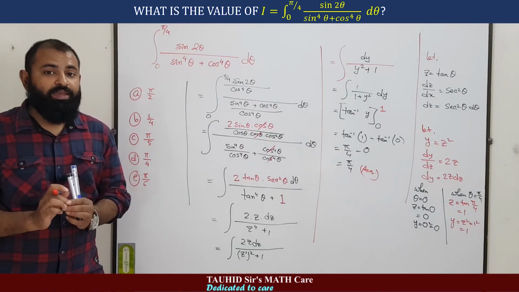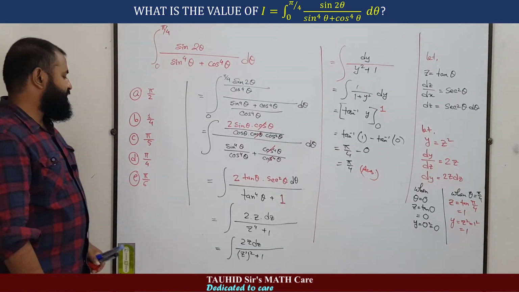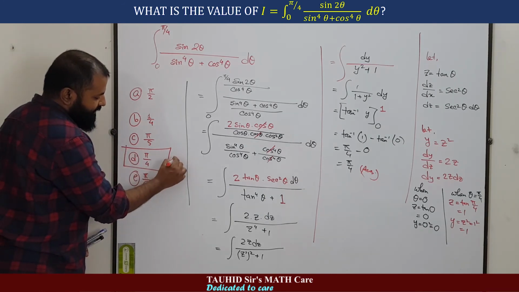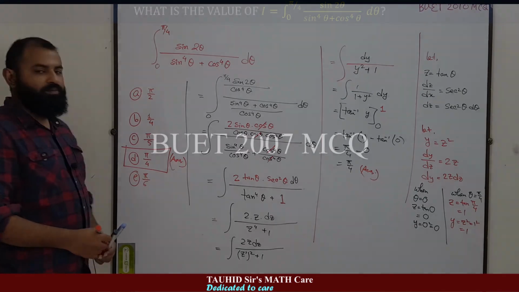Do we have any pi by 4 in our options? Yes, we have. This option is option D. This is our answer.